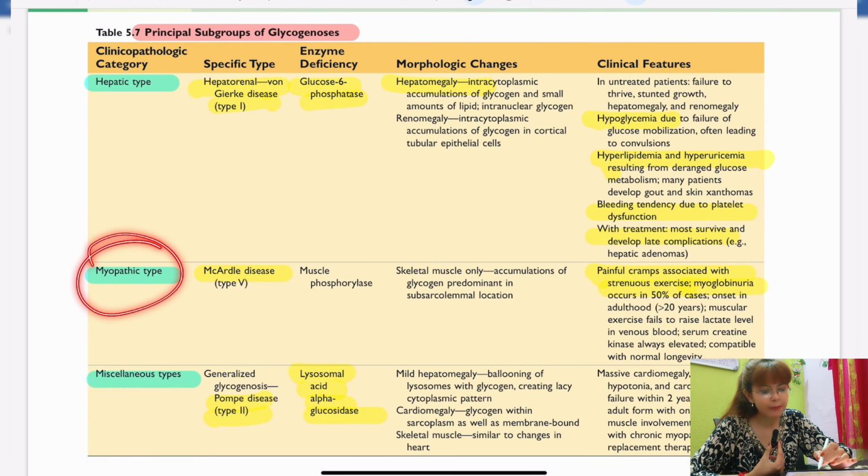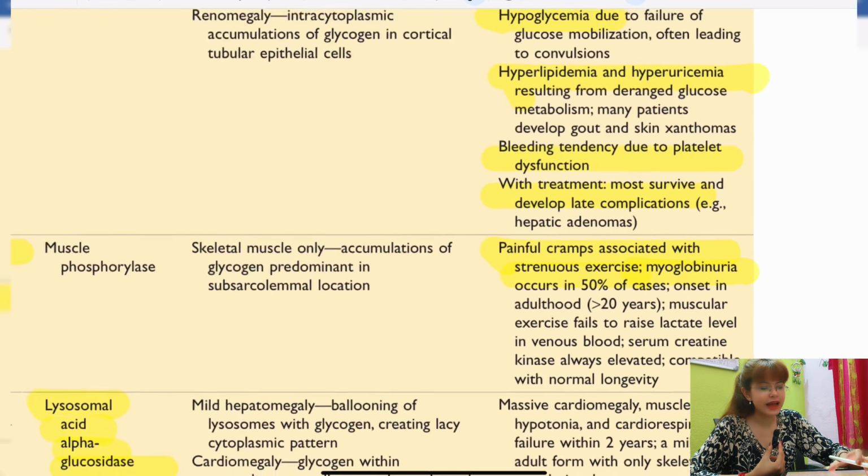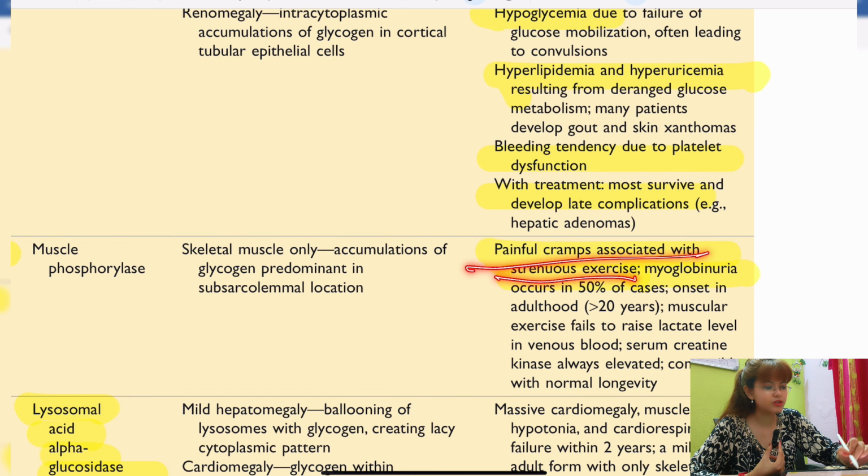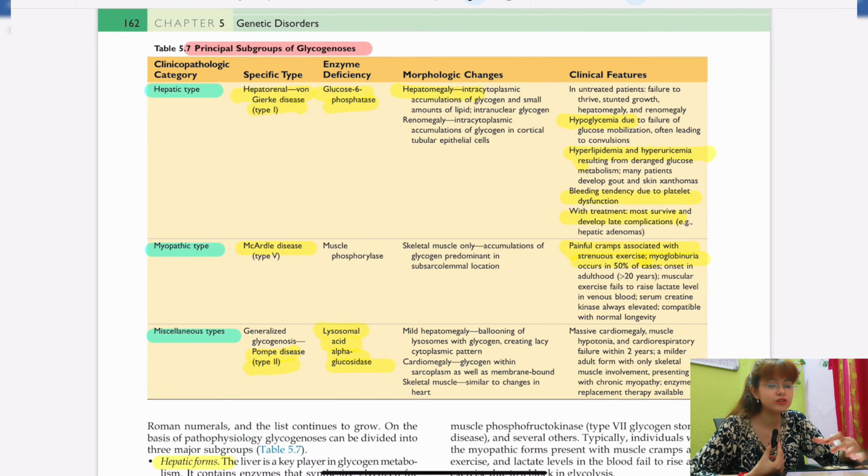But in the myopathic type, which is type 5 or McArdle's disease, because of deficiency of muscle phosphorylase, the skeletal muscle is affected and there are painful cramps associated with strenuous exercise, and myoglobinuria occurs. So you can see how the clinical features differ, how the patients present differently based on whether it's a hepatic type or a myopathic type.